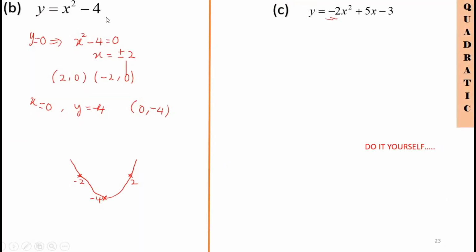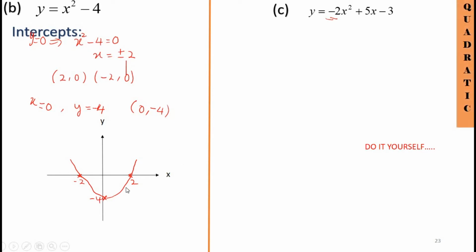Next, you want to sketch the graph of a quadratic function. Let's say we have y is equal to x squared minus 4. First, you must find the intercepts. How to find the intercepts? Just substitute in y equal to 0 and x equal to 0. When y equal to 0, you get x is equal to plus minus 2. Therefore, the x-intercepts are (2, 0) and (negative 2, 0), while the y-intercept is (0, negative 4) when you substitute x by 0.